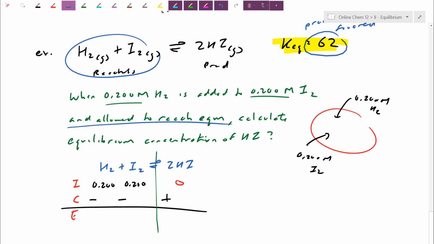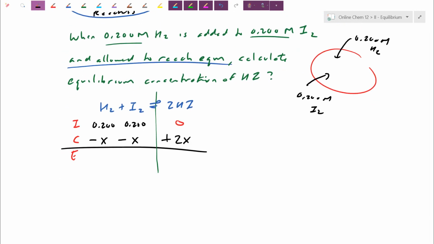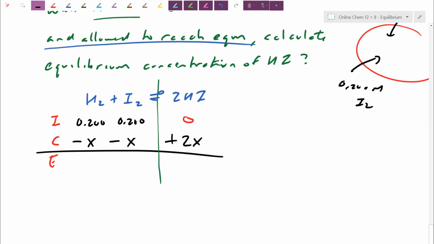What we do in math class is when we don't know what the variable is, I don't know what the change is, I'm going to use an x. Let's say the hydrogen drops by x. Because the iodine is in a 1-to-1 ratio, the iodine also drops by x. The only one that's different is HI, which is going to climb by 2x, so plus 2x. Normally what I tell people is if you know the I and the C row, just crunch through that math and tell me what the E is going to be. What's 0 plus 2x? Well, 0 plus 2x is just 2x. What's 0.2 minus x? Well, I have no clue what it is, but I can still write it.